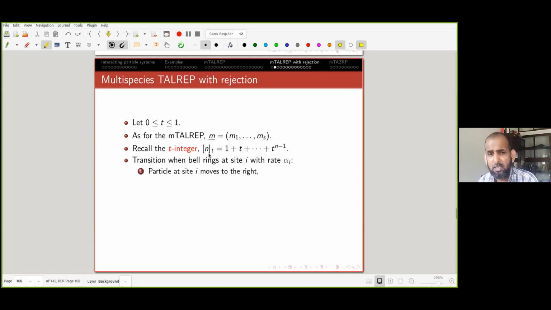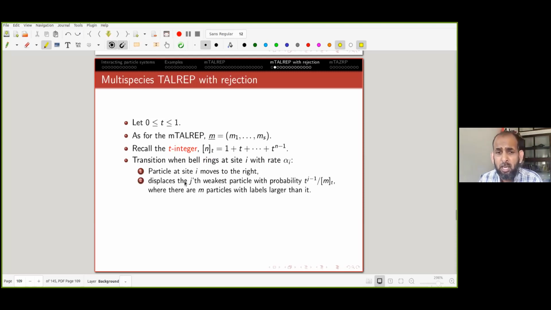So now we have these transitions which are similar to the M-tal rep. Whenever a bell rings at site i with rate alpha i, the particle at site i moves to the right. It will replace, so now earlier it replaced the first available weaker particle, right? But now there is this possibility of rejection.